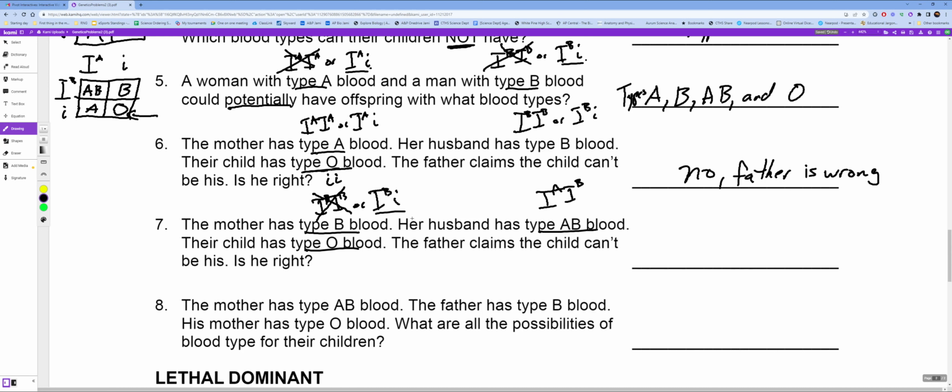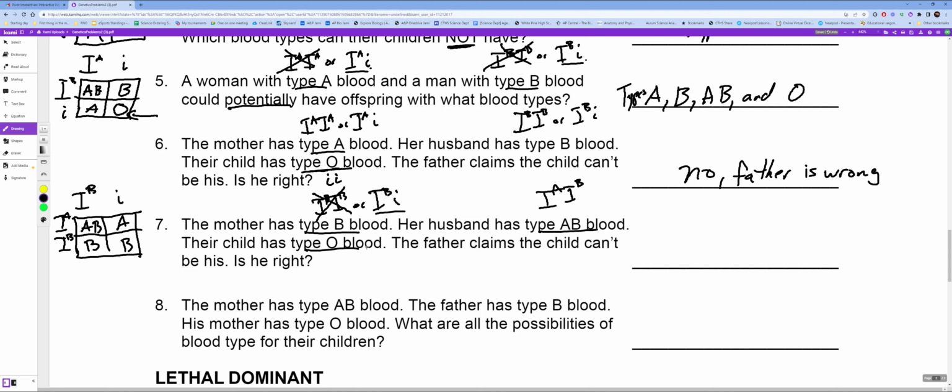So I'm going to try the least restrictive thing here, and I'm going to choose IB little i. All right? Let me make my cross here. IB little i, and we're going to cross this with an AB person, IA, IB. Make a little square here. All right. A and B gives AB. B and B gives B. A and i gives A. And B and i gives B.